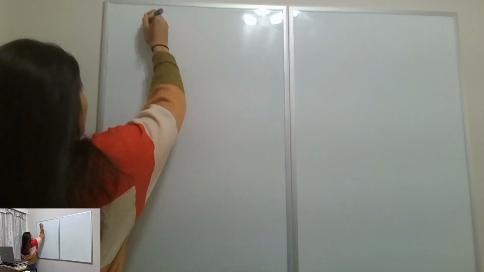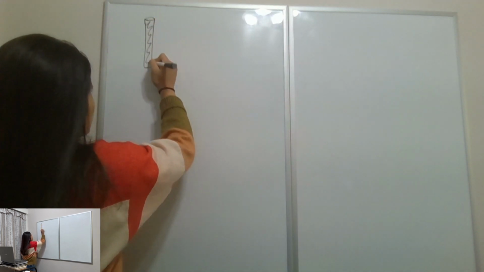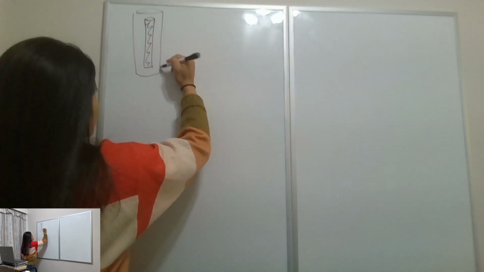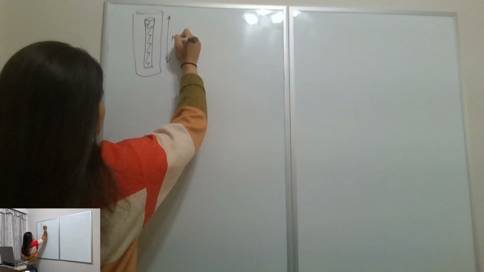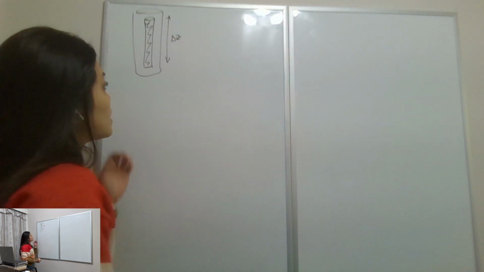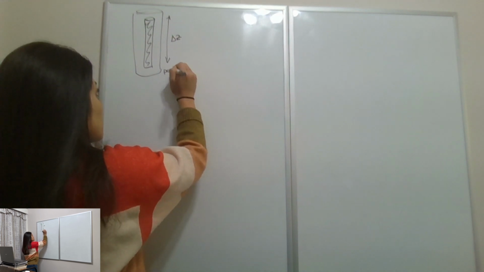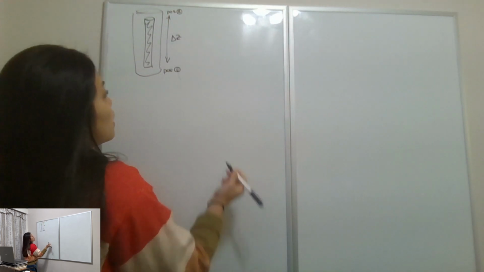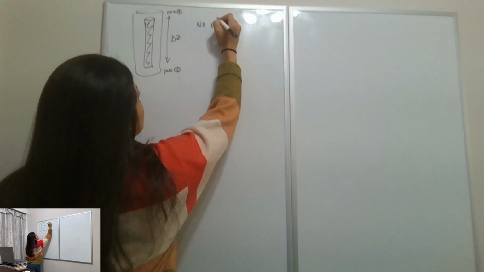In this video, we're going to be dealing with a column that is filled with liquid, and there is a height difference in this column. So there's position 1 and position 2, and within this column there's going to be no pressure difference.